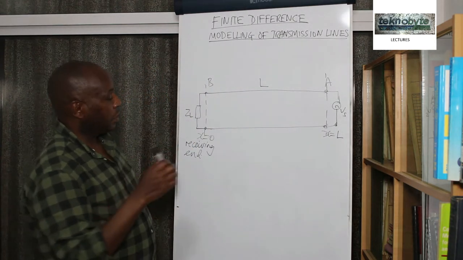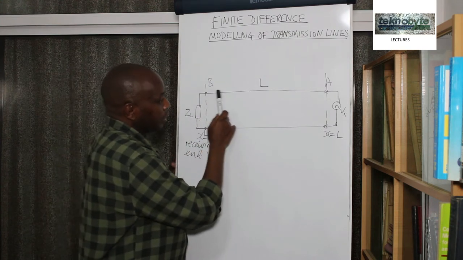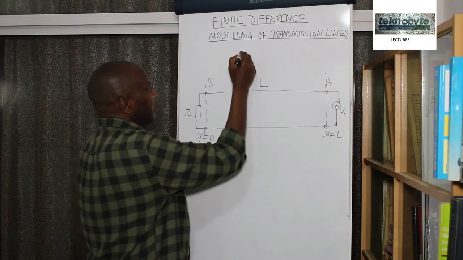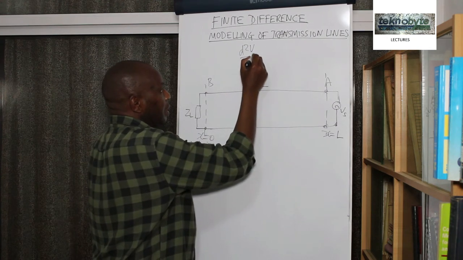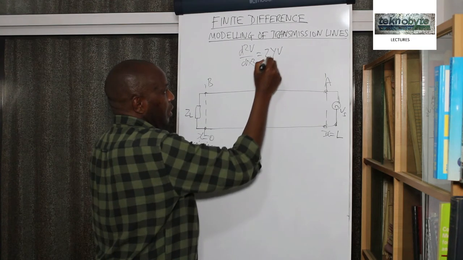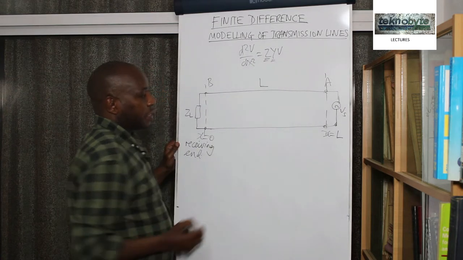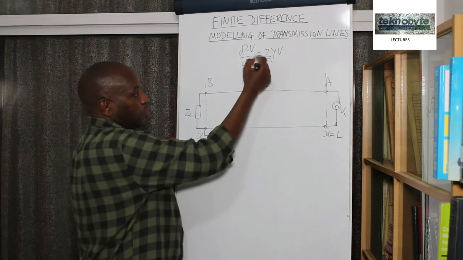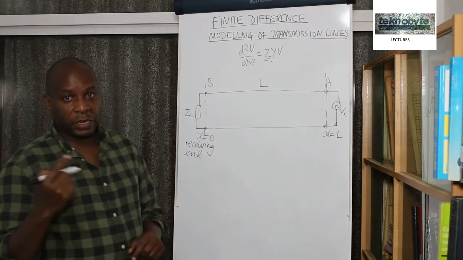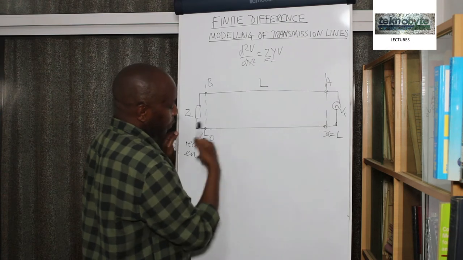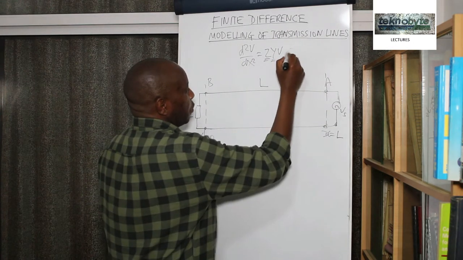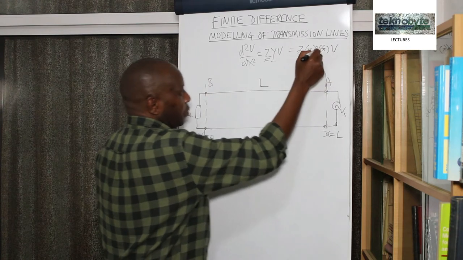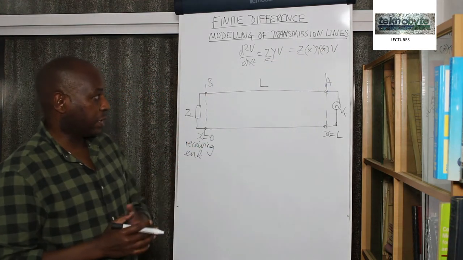What we need to do is to solve for the voltage distribution, which is the physical quantity that is not known within this space. We know that the voltage distribution here is governed by the equation d squared V over dx squared equals ZYV, Z being the impedance per unit length and Y being the admittance per unit length of this transmission line. For a uniform transmission line, Z is constant and Y is constant. For a non-uniform transmission line, Z varies throughout the length of the line. Therefore, for a non-uniform transmission line, this is Z of x, Y of x times V, because both Z and Y are functions of x, as they vary as you move along the x-axis.